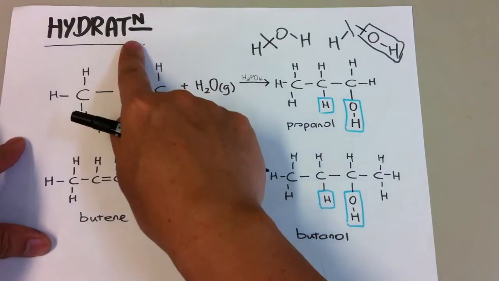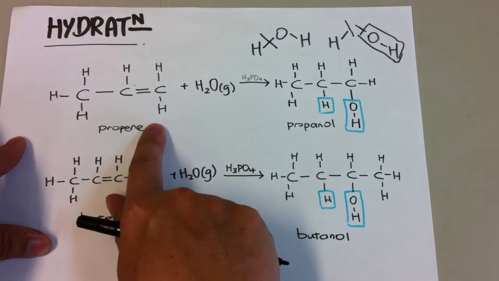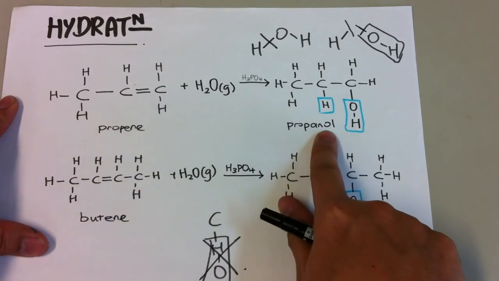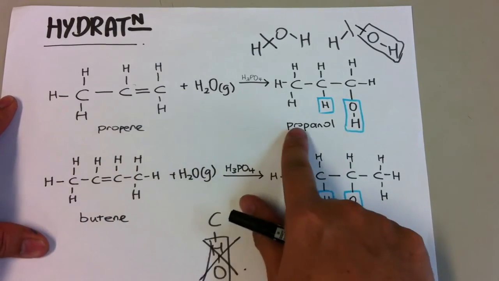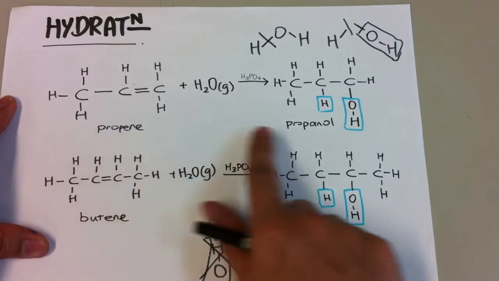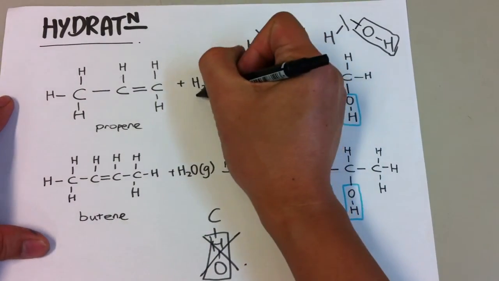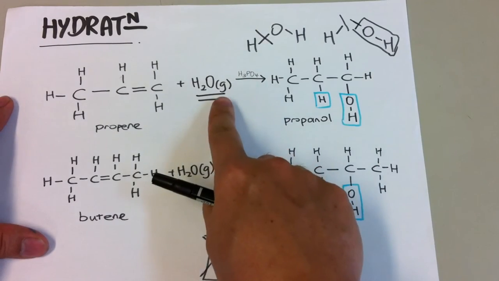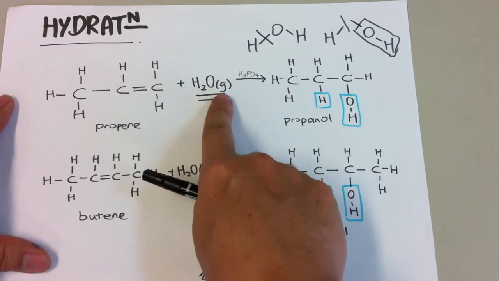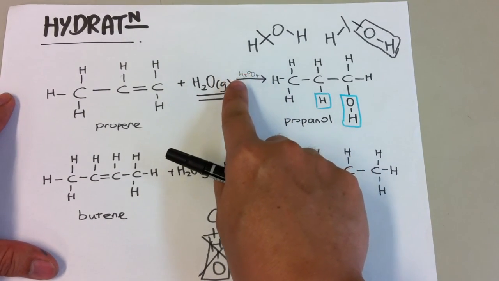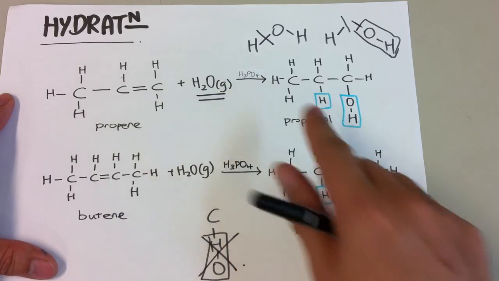So hydration changes an alkene to an alcohol, and the name of this will be propanol, from propene to propanol. And remember, this takes place at a higher temperature where water is steam, and the catalyst is H3PO4.